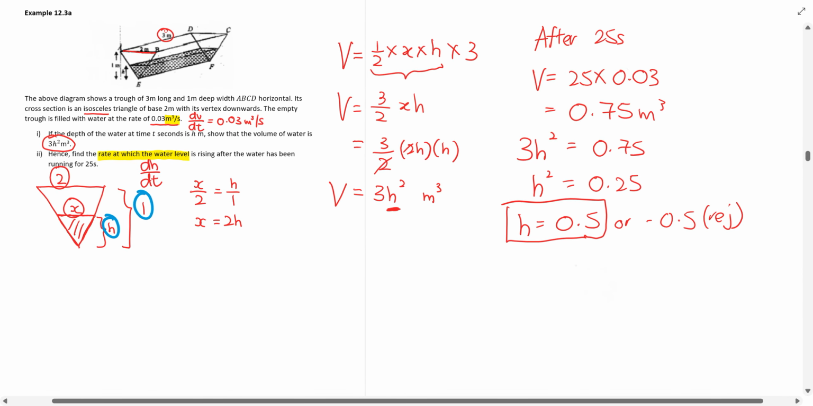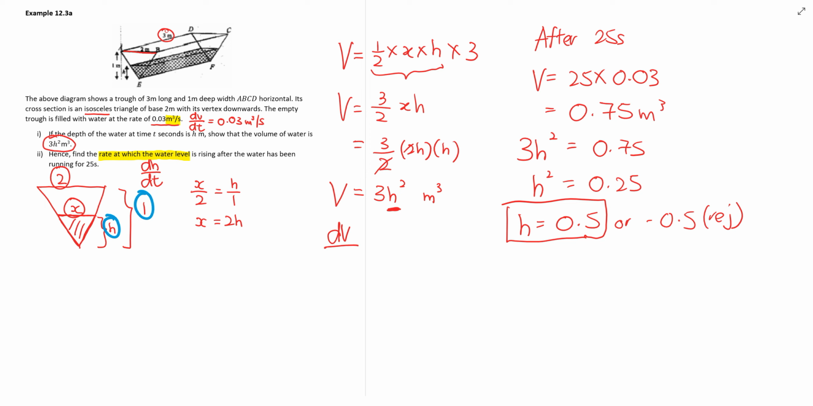I can do my rate of change already. I go back to here. I have volume, which means my dV over dh, because the right side is h and the left side is V. When I differentiate, V is the y. I differentiate this: the power 2 brings down, 2 times 3, so 6h. And I sub in when h is equal to 0.5, my dV over dh is equal to 6 times 0.5, which is equal to 3.